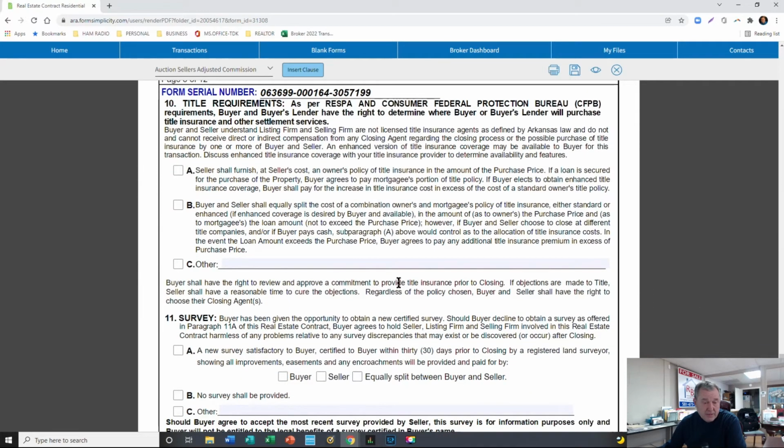Title requirements. They reworked this for 2022. I like it a lot better. Typically, we're going to do this where the seller provides title insurance in the amount of the purchase price. However, I've had a number of contracts coming through lately where the buyer and seller split the cost of a combination owner and mortgagee's policy of title insurance. That'll sweeten the deal a lot of times also.